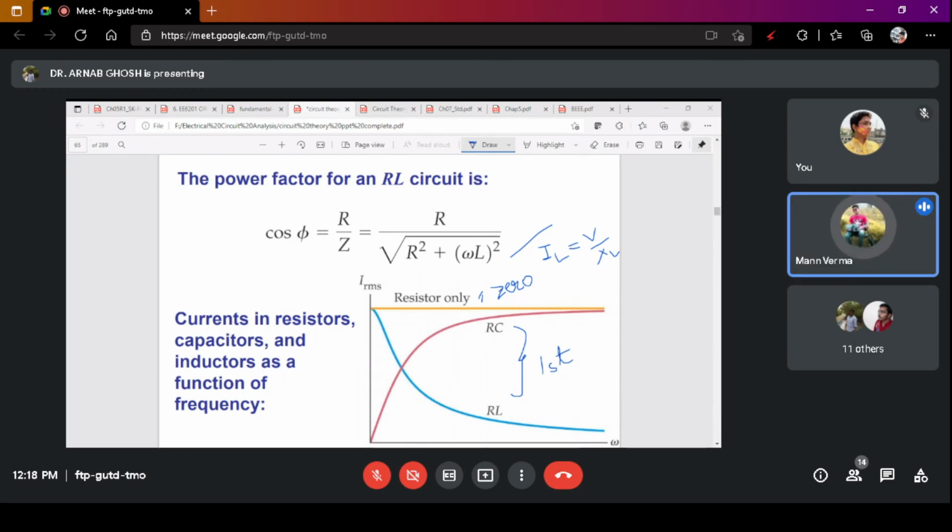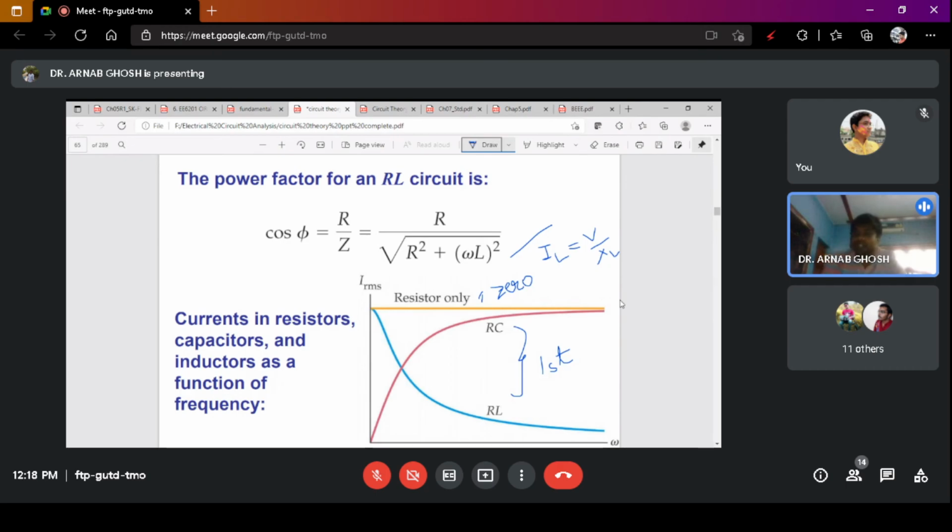Sir, can you explain the graph part once? This graph part? Yes, sir, that is the RC, RL. Okay, I will tell you. See, for the resistance, if it's a purely resistive circuit, the resistance current is not dependent upon your omega, that is angular frequency. The resistance, you write it as R. So if the supply voltage is constant, then the current will also remain constant. The current won't vary with the frequency. So that is why you are getting a straight line for the resistive circuit.